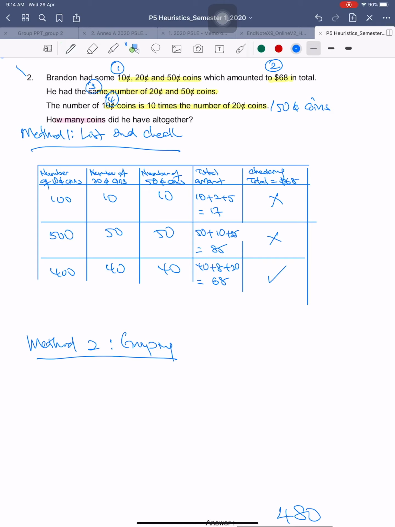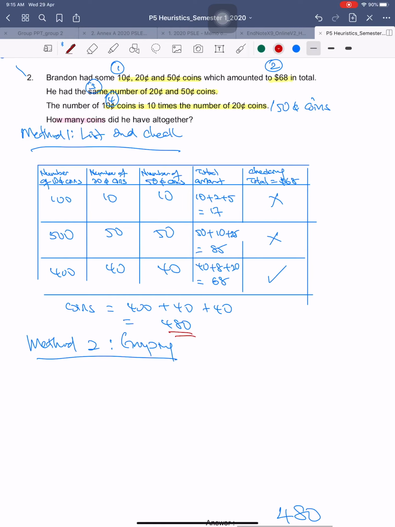So I can actually stop the whole thing. The total number of coins will be 400 10-cent coins, 40 20-cent coins, 40 50-cent coins, so 480.